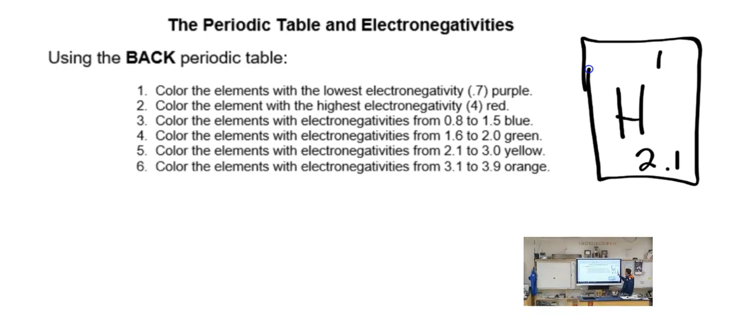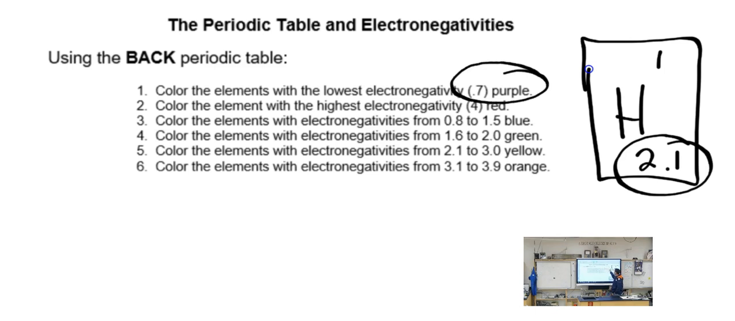So when we do this, these numbers in the bottom right-hand corners of the atoms are the electronegativity values for each one of these atoms. So when it says find these that are 0.7, we're looking in the bottom right-hand corner to see which ones are 0.7. All right, so you have these rules in your lab book.